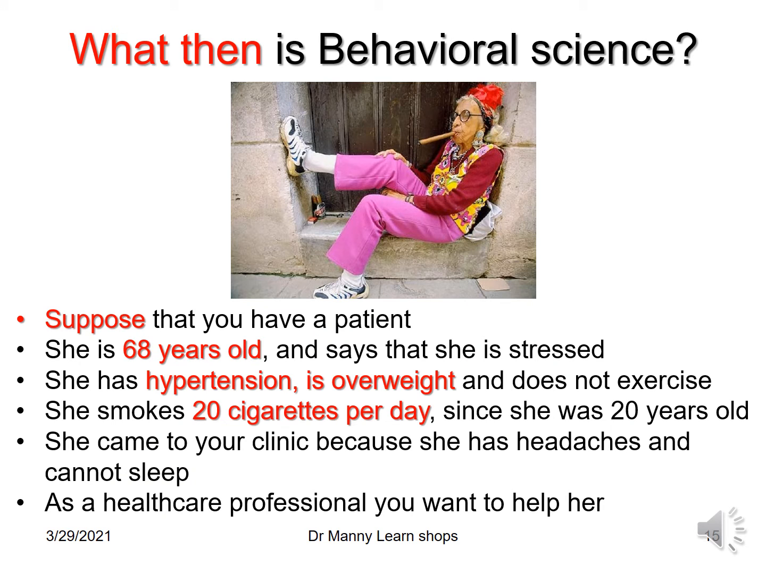So now we'll move on to what is behavioural science. Think of it like this. I love this picture. This woman's amazing. Suppose you've got a patient. She's 68 years old. And she says that she's always stressed. She's hypertensive. She's overweight. She doesn't exercise. She smokes 20 cigarettes a day. And she's been doing that since she was 20 years old. She came to your clinic because she's got constant headaches and she can't sleep. And as a professional healthcare provider, you want to help her.